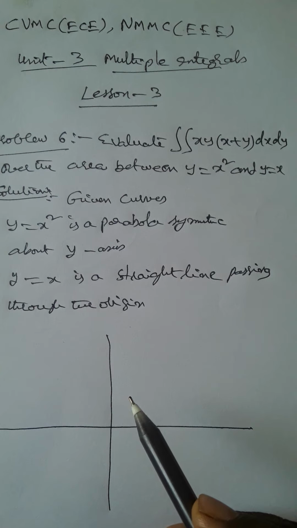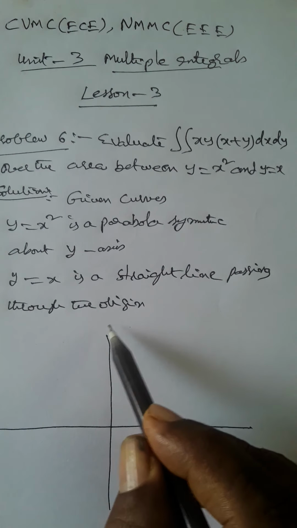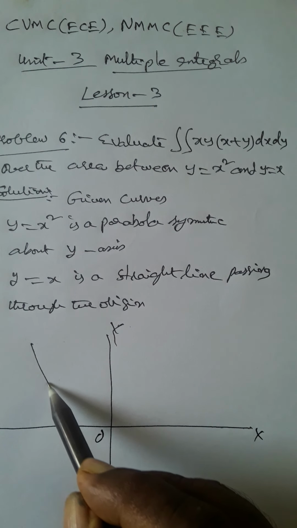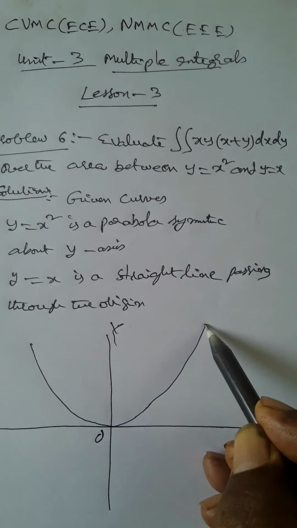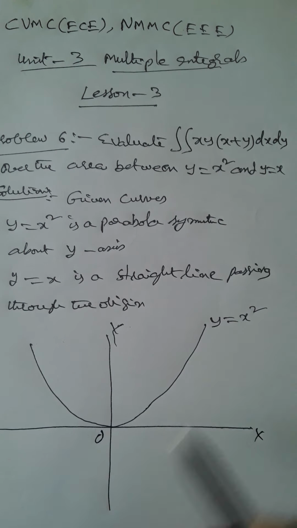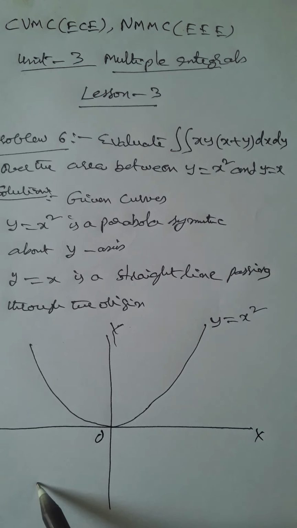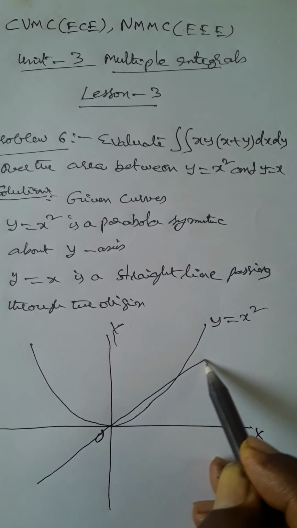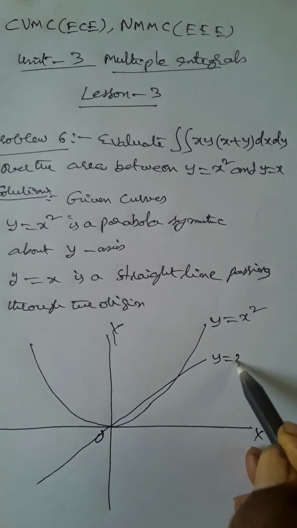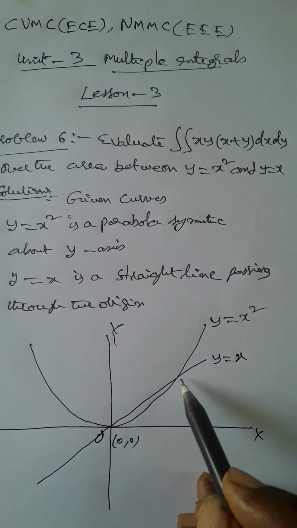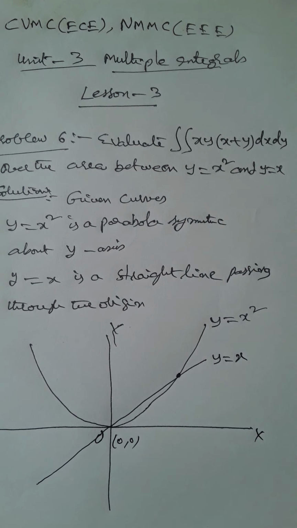y is equal to x square, symmetrical about the y-axis. So we get a parabola like this. This is the y is equal to x square parabola passing through the origin. Y is equal to x is a straight line passing through the origin. This is 0, 0. We have to find this intersecting point.